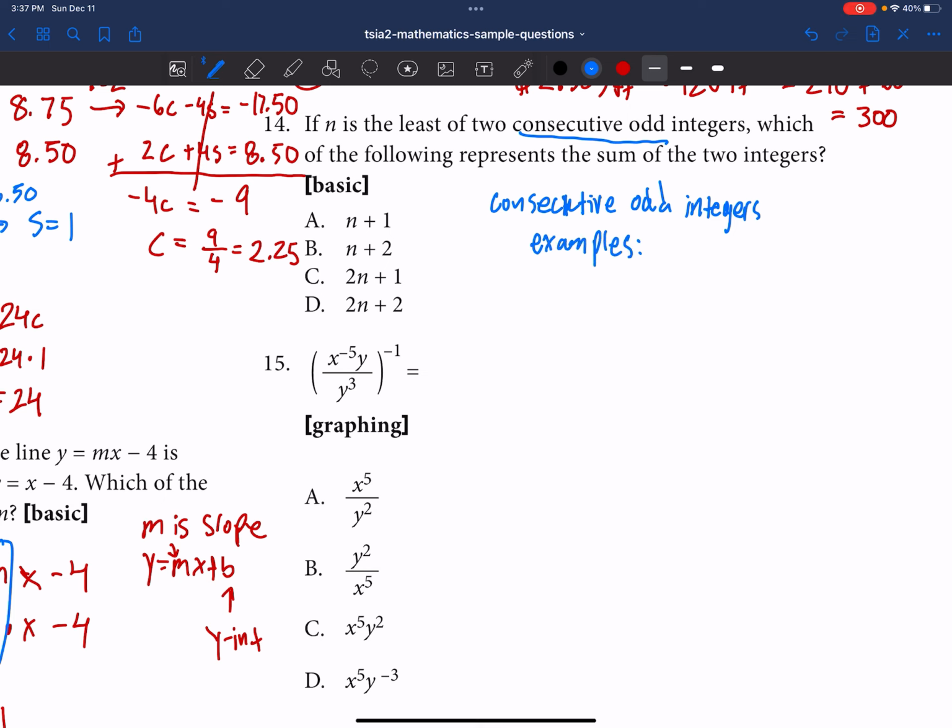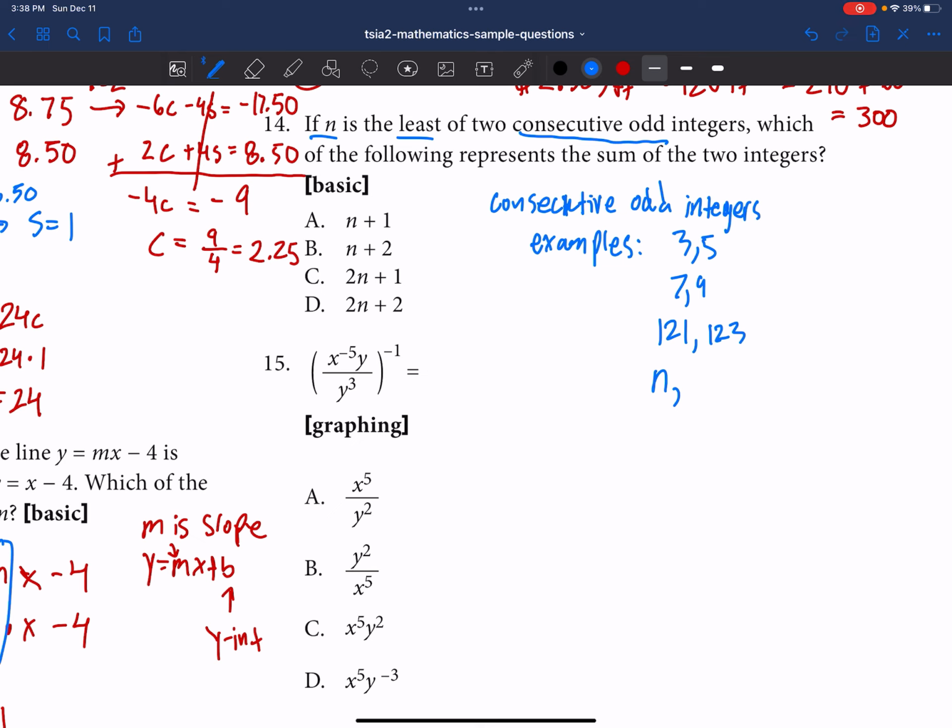Consecutive means in a row, right? So like 3 and 5, 7 and 9, 121 and 123. Those are some examples. Now, if n is the least, then you would start with n, and then how would you find the next odd integer? Well, you'd increment it by 2, right?